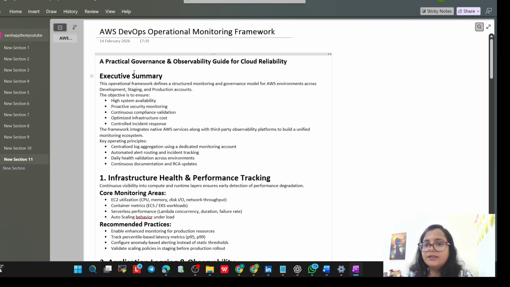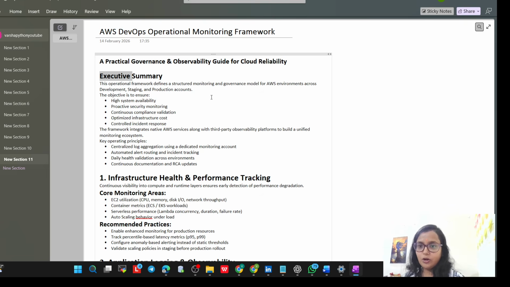So first is the executive summary. This operational framework will define a structured monitoring and governance model for the AWS environment across development, staging, and production accounts. The objective is to ensure high system availability, proactive security monitoring, continuous compliance validation, optimized infrastructure cost control, and incident response. The framework integrates native AWS services along with third-party observability platforms to build a unified monitoring ecosystem.